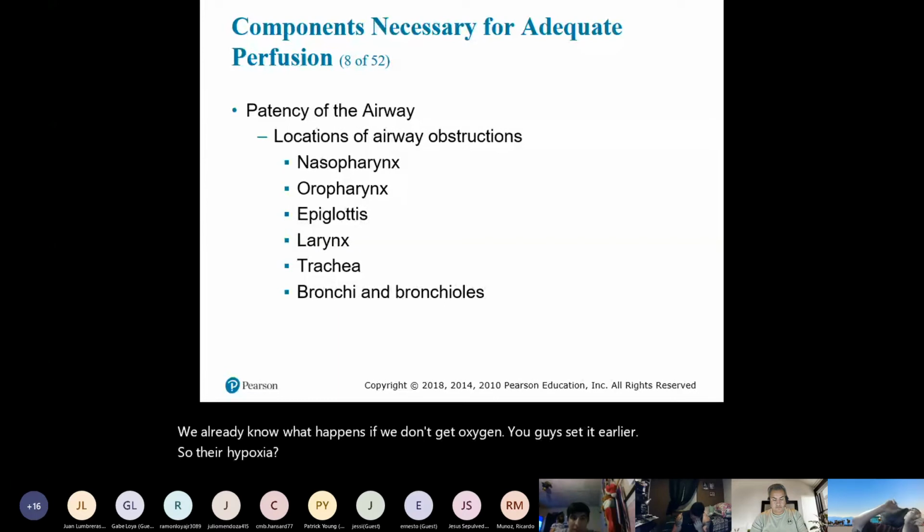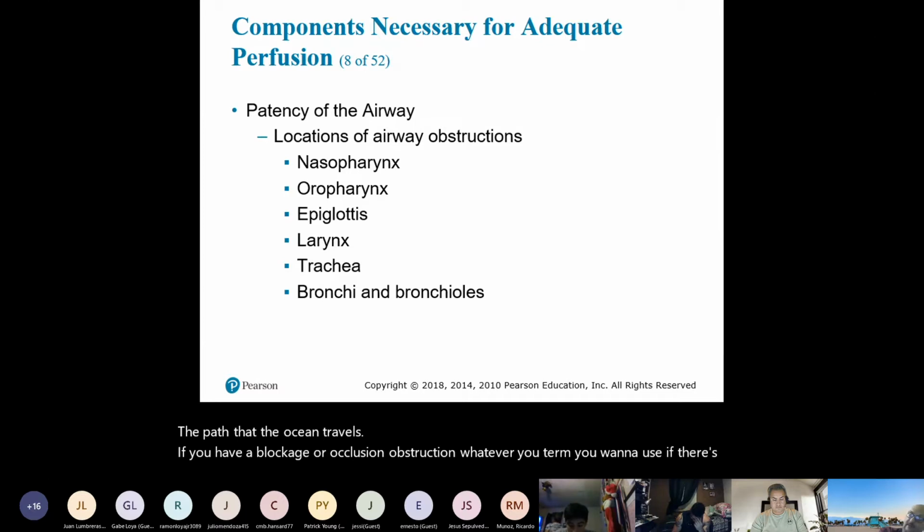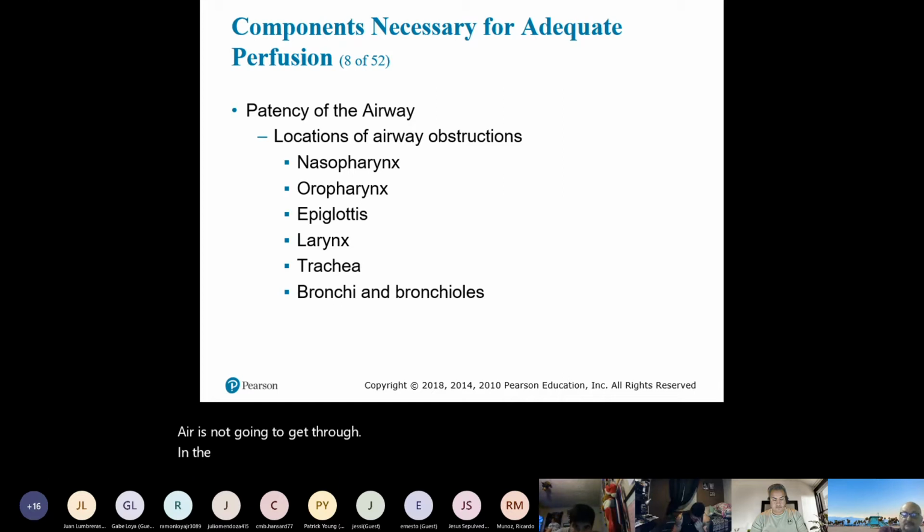So think about the path that the oxygen travels. If you have a blockage or an occlusion, obstruction, whatever term you want to use, if there's something blocking that airway, air's not going to get through. In the nose, in the mouth. If the epiglottis is swollen shut, no oxygen is going to get down into the trachea because that epiglottis is swollen shut.